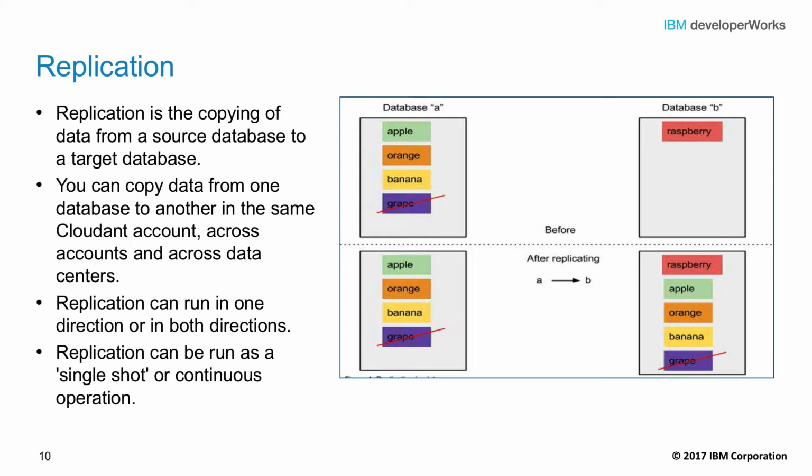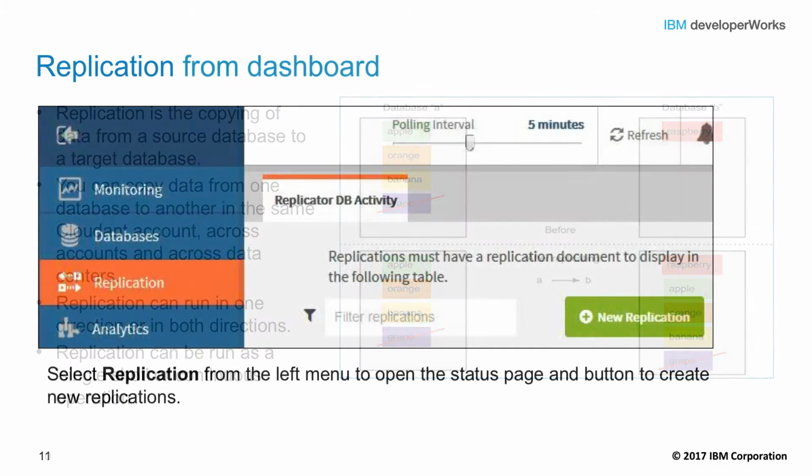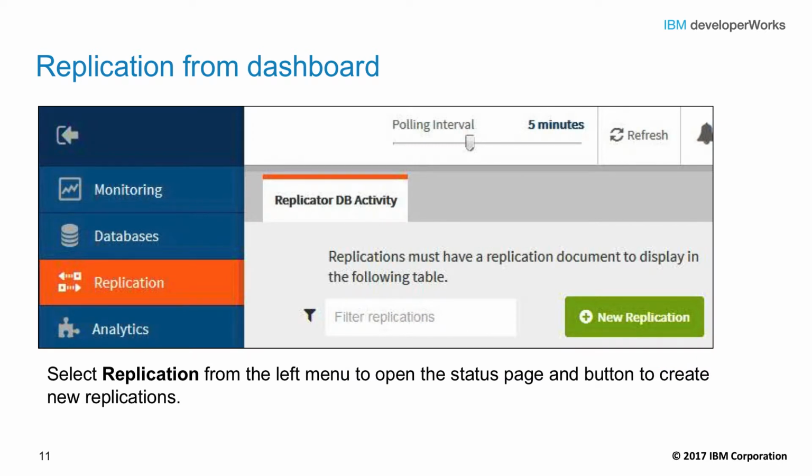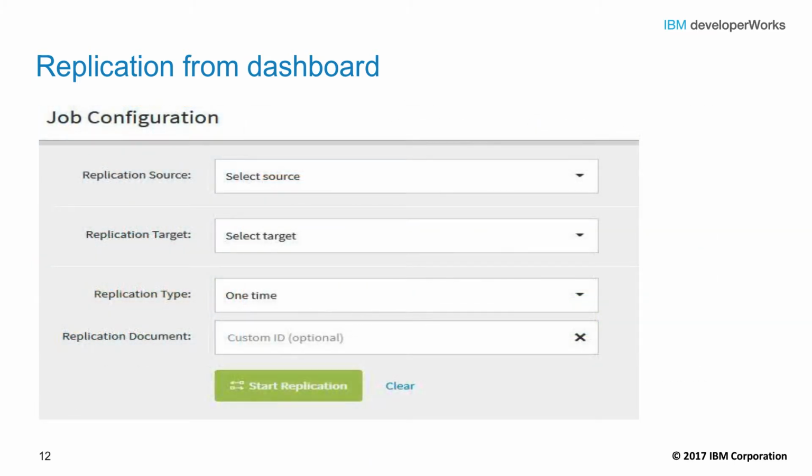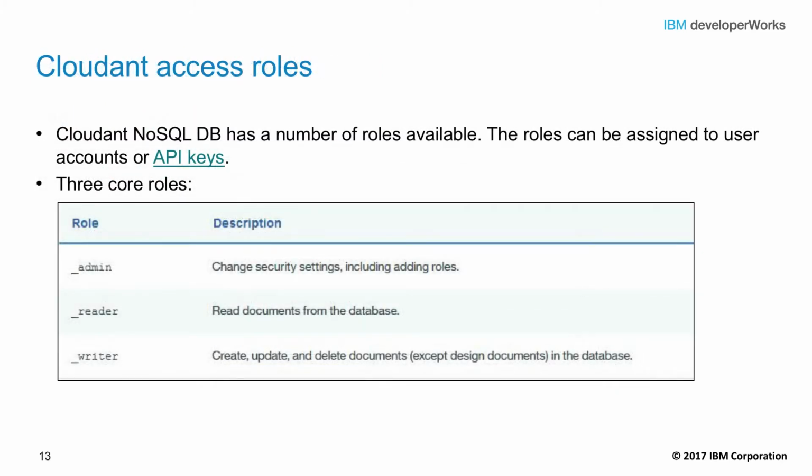Replication can be configured to run once or continuously. The Cloudant dashboard provides a convenient user interface to configure and trigger replication. Open the Replication tab of your Cloudant dashboard and then click on the New Replication Action button to define a new replication. Then you complete this simple form. Provide a source, target, type, and a custom ID for the replication document if desired, and then click on Start Replication.